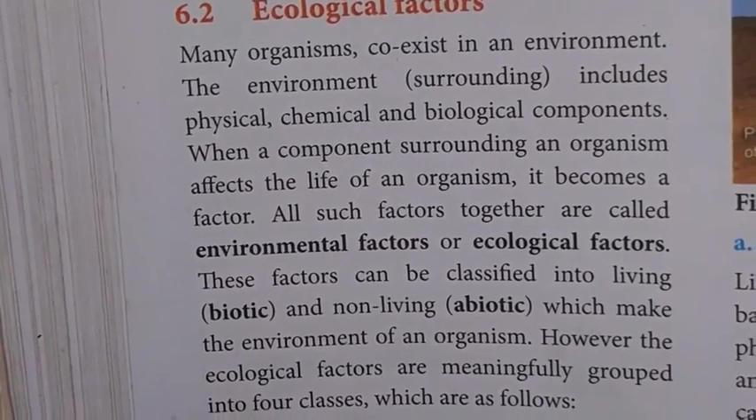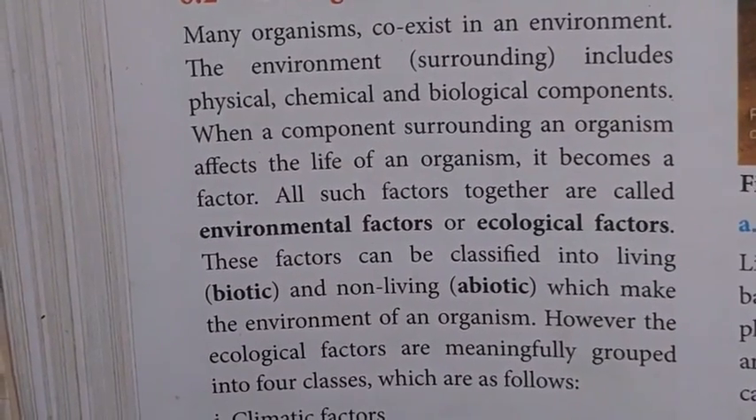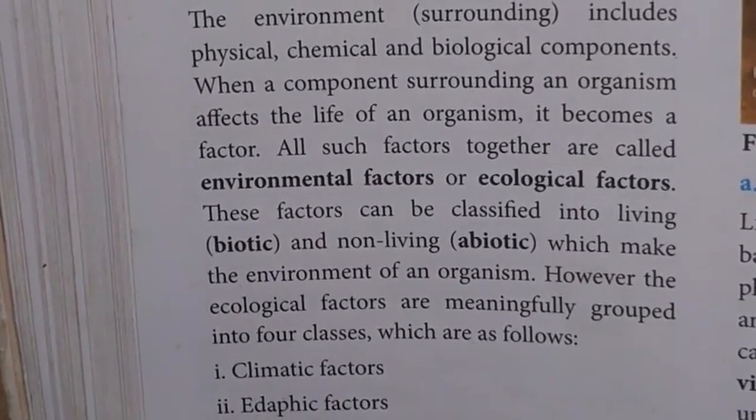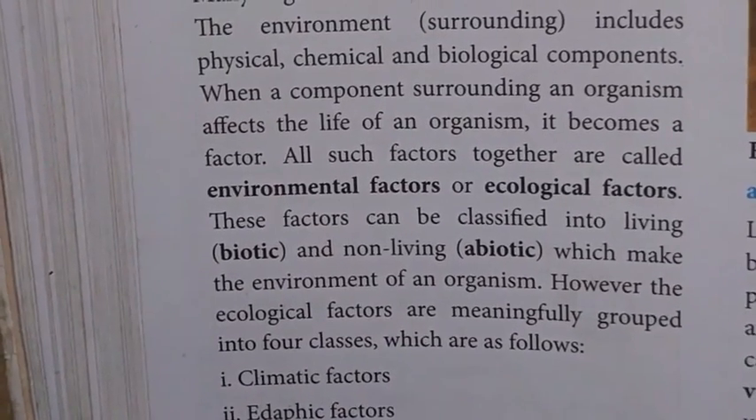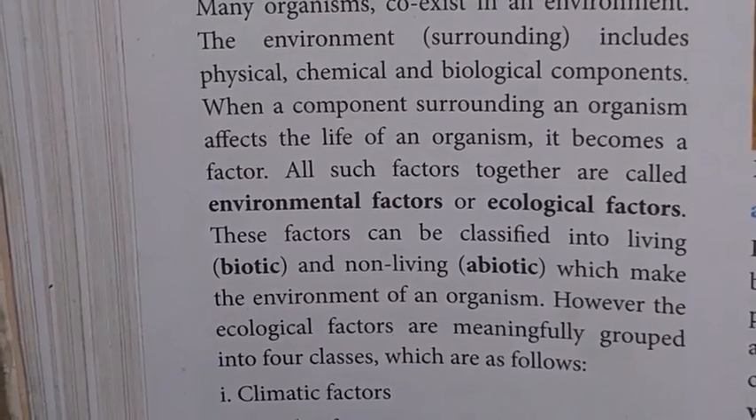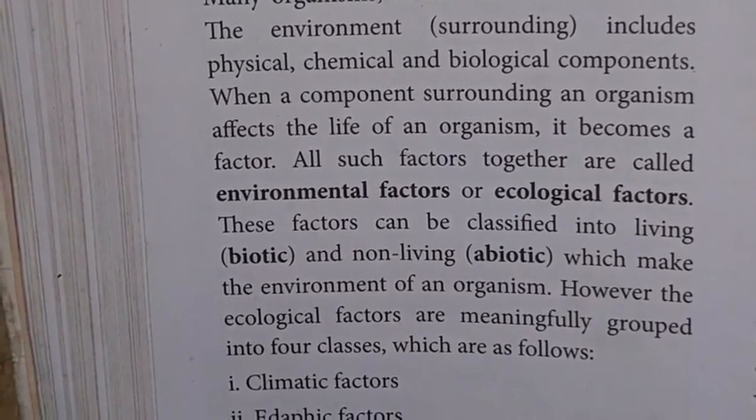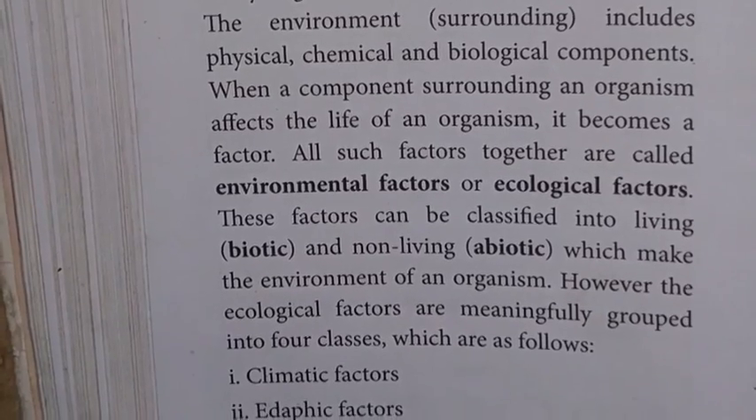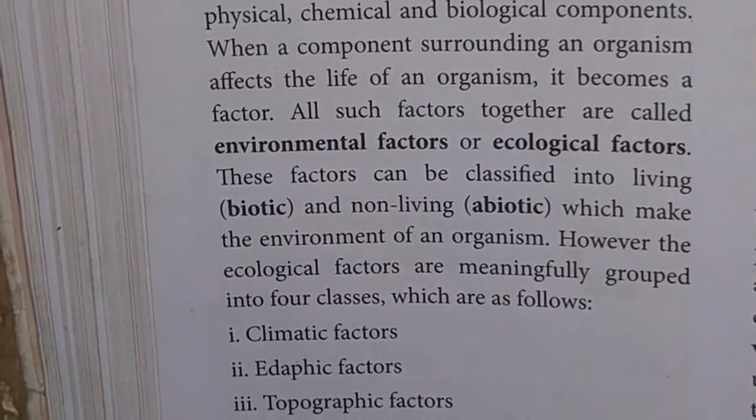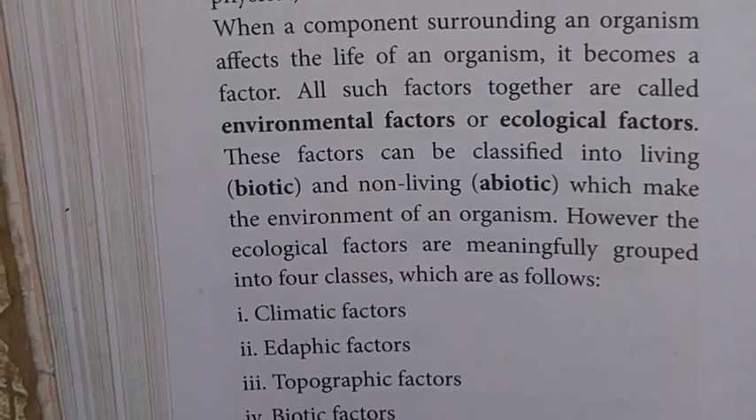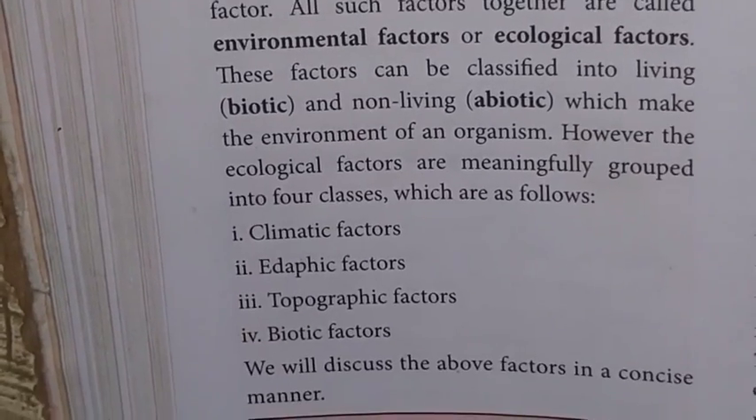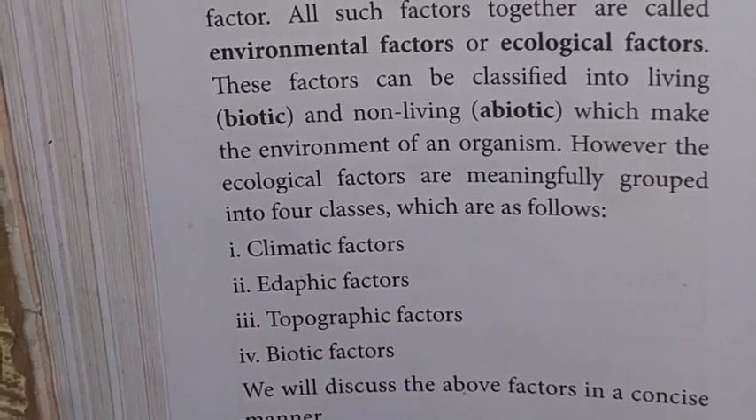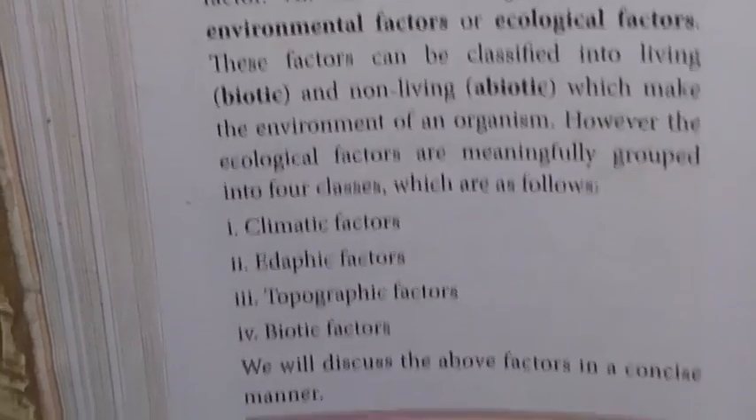These factors can be classified into two: living factors and non-living factors. The living factors are called biotic factors and the non-living factors are called abiotic factors, which make up the environment of an organism. However, the ecological factors are meaningfully grouped into four classes. They are climatic factors, edaphic factors, topographic factors, and biotic factors.